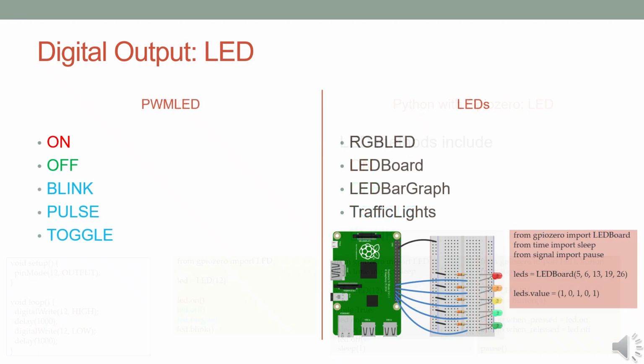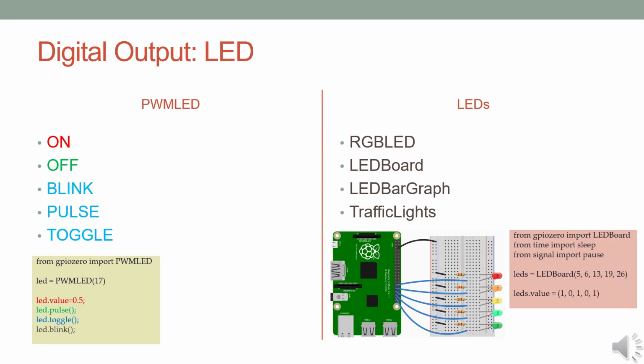This shift from manual pin control to object-oriented device handling makes hardware interaction both accessible and efficient. This slide expands our gpiozero control capabilities by introducing two more advanced use cases: PWM-LED for variable brightness control, and multi-LED control objects like RGB LED, LED board, LED bar graph, and traffic lights. The PWM-LED class enables fine-grained control over LED brightness by setting a duty cycle between 0, fully off, and 1, fully on.